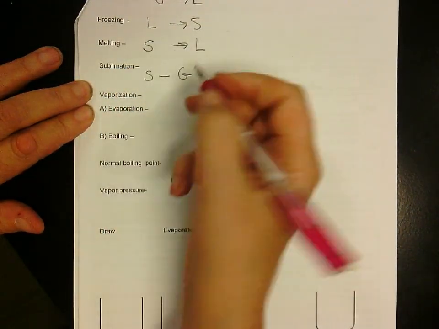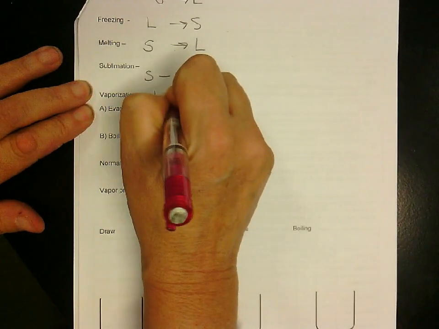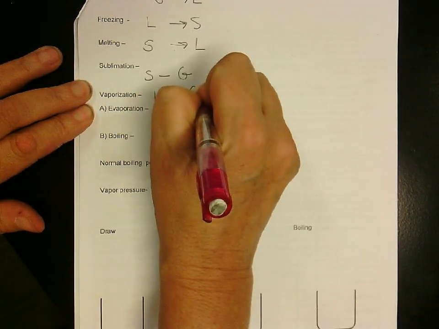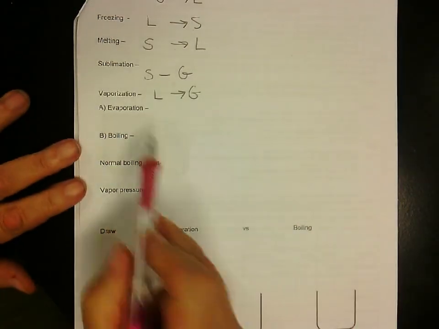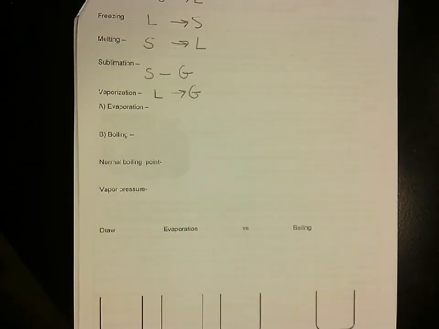If we turn things into vapor, we're taking liquids and turning them into gas. So evaporation, boiling, normal boiling point, pressure, that's going to be our next video.